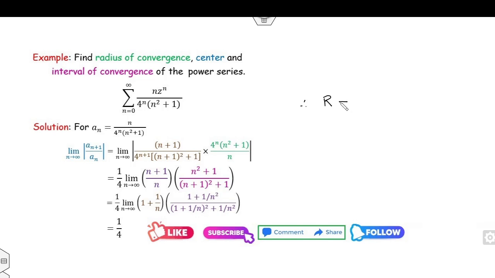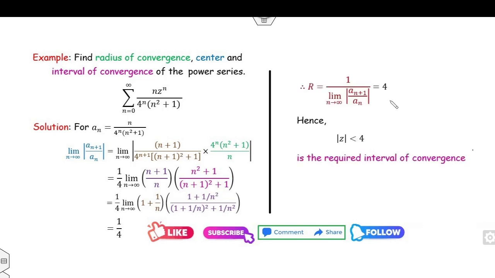Therefore, you can compute the value of r, which is 1 over the limit as n approaches infinity, and you get 4. Therefore, you can find the interval of convergence is |z minus 0| less than r. Now, the coefficient of z is again 1, so the center is 0 and the radius of convergence is 4.